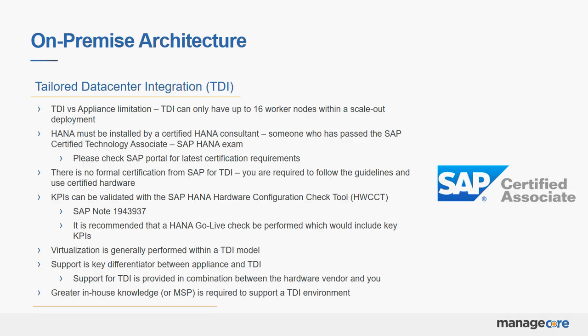There really are only very few limitations from TDI versus appliance, and that really has to do with scale out scenarios. So you can only have up to 16 worker nodes in a scale out deployment in TDI. However, if you discuss it with SAP, they generally will allow you to go past that.